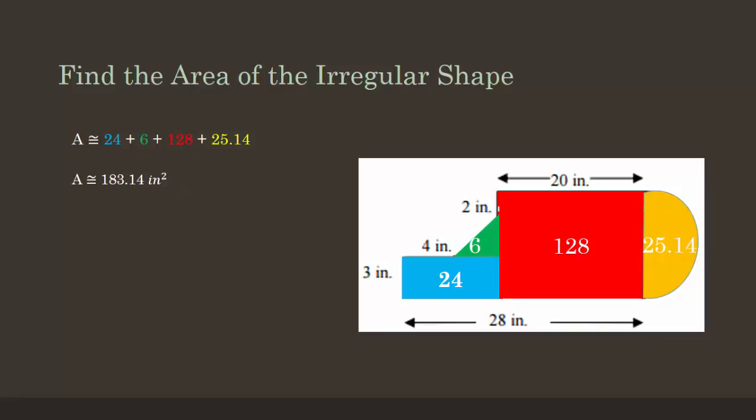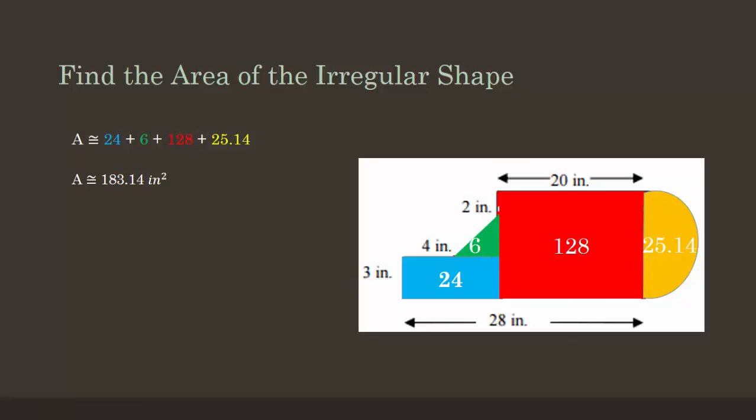Now here's the cool thing. Because we cut up this irregular shape, if we add each individual area of our regular shapes, we then get the area of the irregular shape. When we do this, we get the approximate area of the irregular shape, approximately because we used pi when calculating the area of our semicircle. We get that the area equals 183.14 square inches. The units is going to be square inches because we're dealing with area, and our original unit were inches.